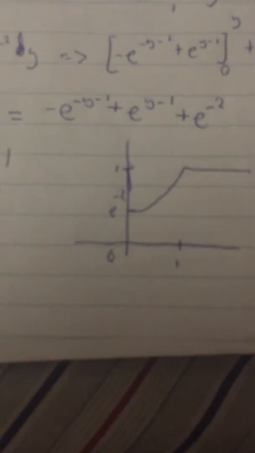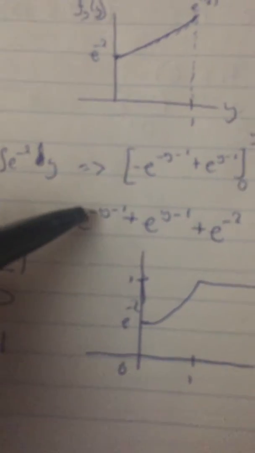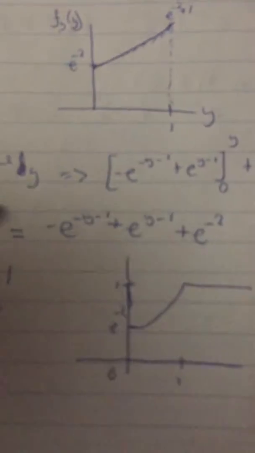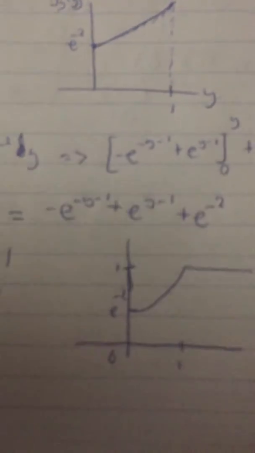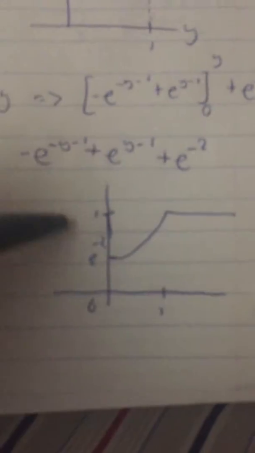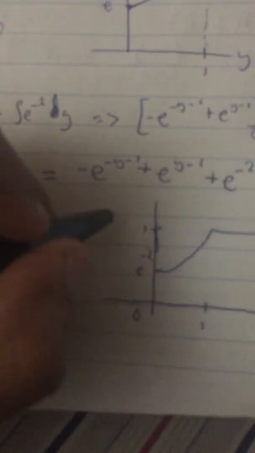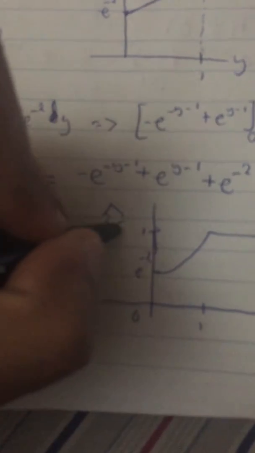And when y equals 0, you can see that it's going to be e to the negative 2, because plugging it in, e to the negative 0 minus 1, this would just give us negative e to the negative 1. This would give us positive e to the negative 1, so they cancel out. So when y equals 0, it's e to the negative 2. You see a little exponential increase to 1, and then you see it becoming constant. And this will be the graph for big F of y.